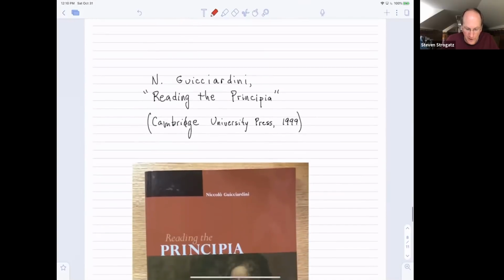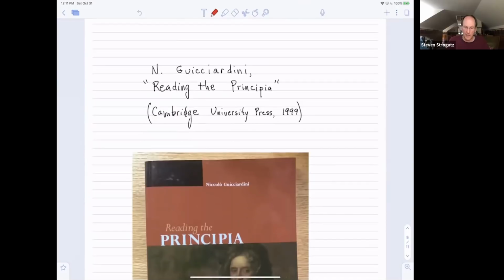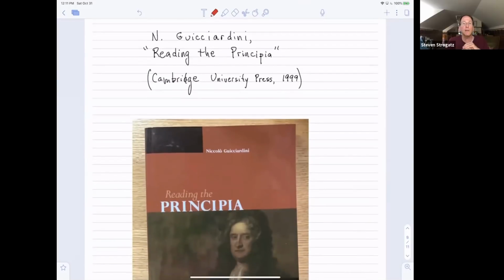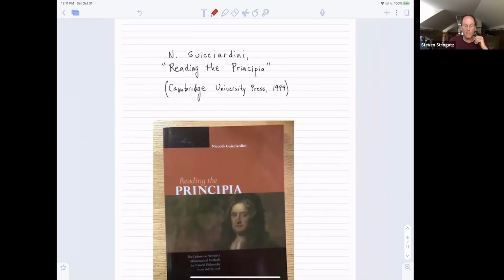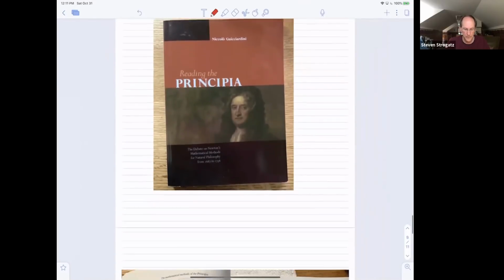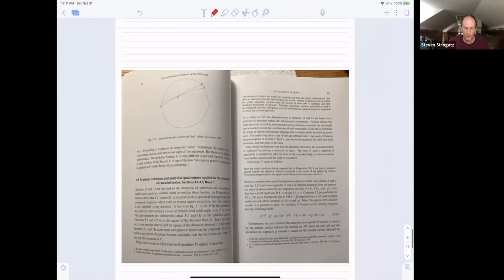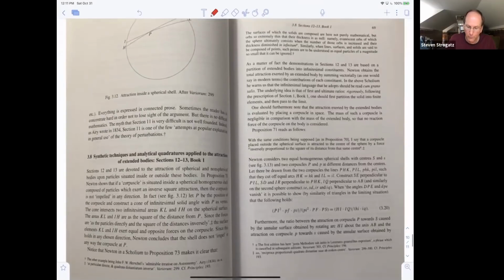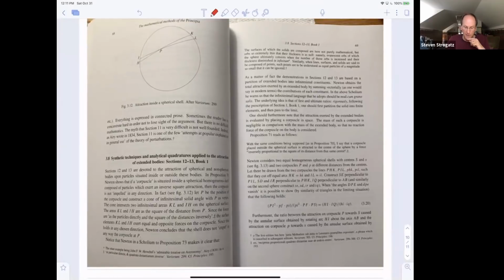If you want to see how he really did it, I would recommend this book by Niccolo Guicciardini called Reading the Principia. It's a scholarly history of math book by one of the great Newton historians, and he really looks carefully at what's in the Principia. I'm just showing you a copy here of the pages from Guicciardini's book. Maybe I'll expand those a little in case you're watching this on YouTube and you want to read. You could, I suppose, screenshot this or get a copy of Guicciardini's book. But anyway, he goes into this argument that I'm not going to do here, except to say, it's kind of fun to read Newton's own language.